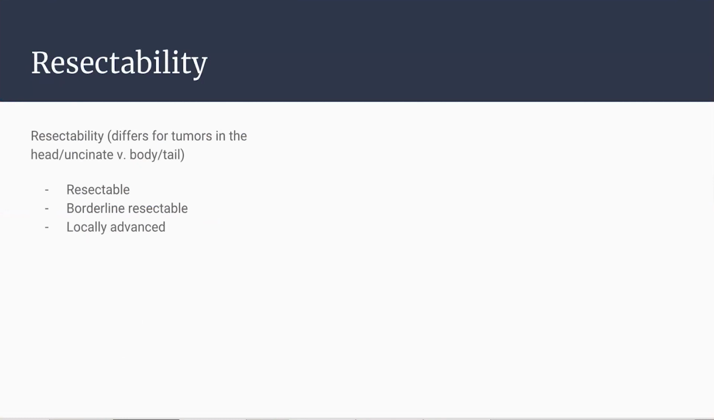Those in the body and tail, if there is an SMA or celiac axis involvement greater than 180 degrees or solid tissue contact with the celiac axis involving the aorta, this is classified as unresectable disease.